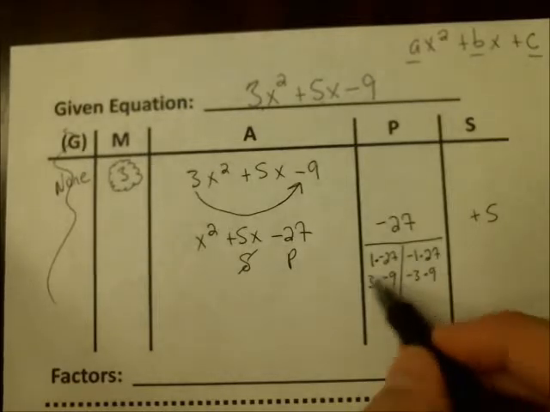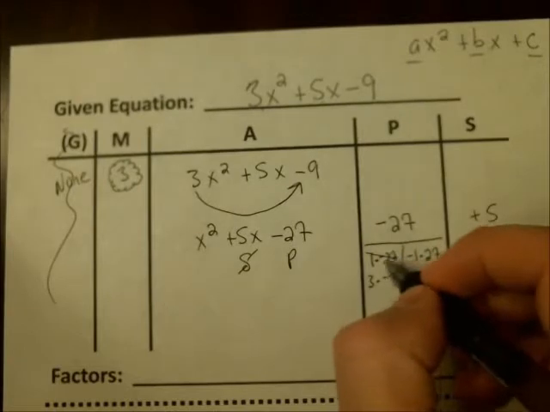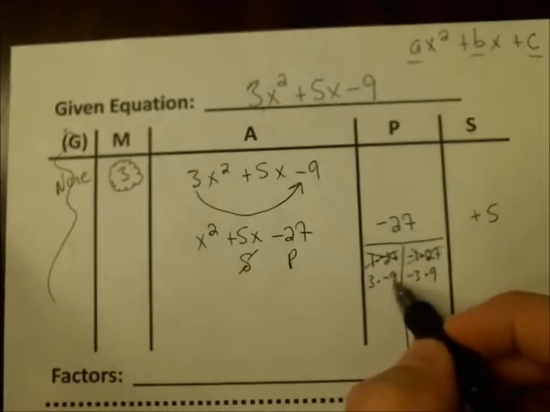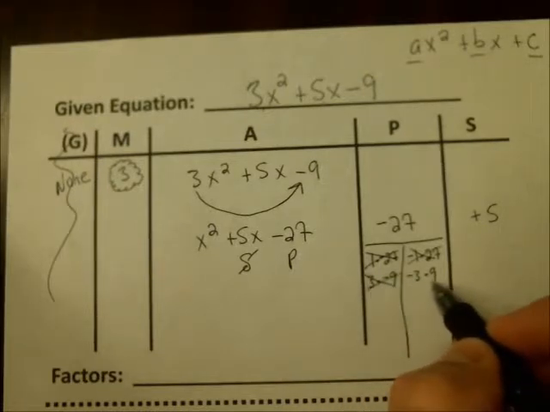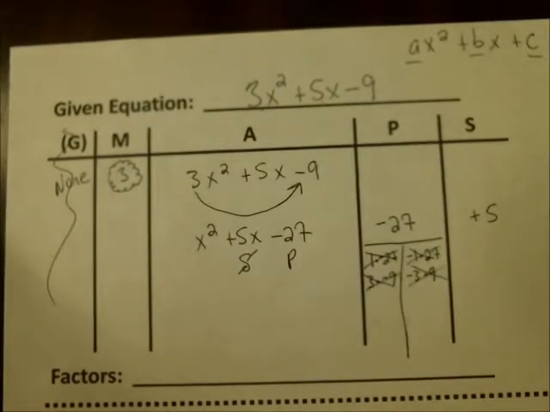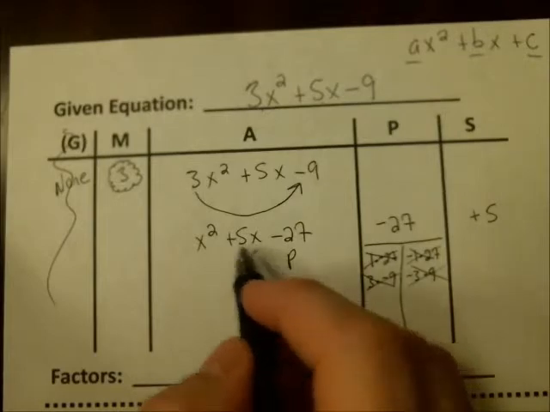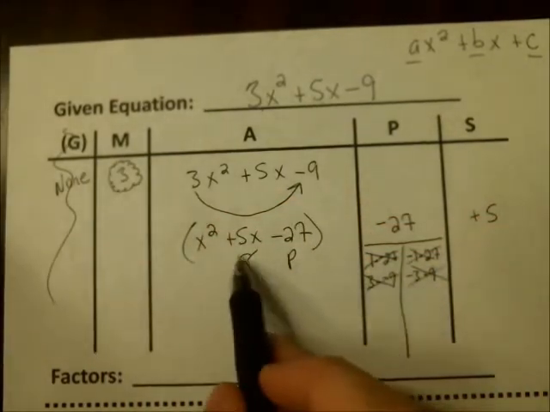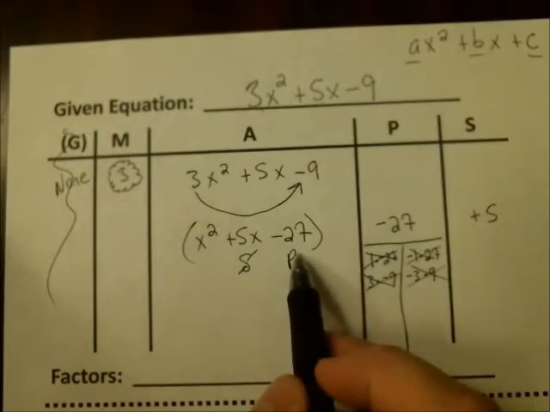Now, one of these adds to a +5. This one does not. This one does not. This one, that's -6. Nope. This is +6. Okay. Now, if nothing goes to 5, then this is done. I cannot factor this portion any further.